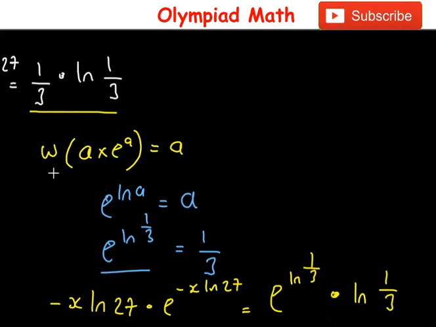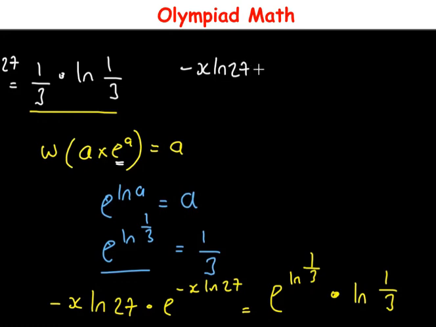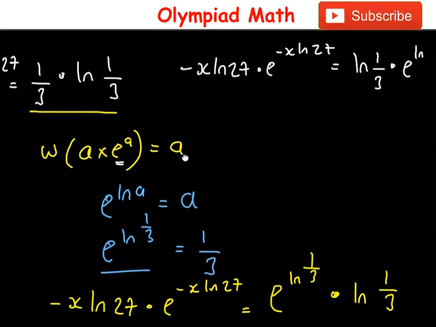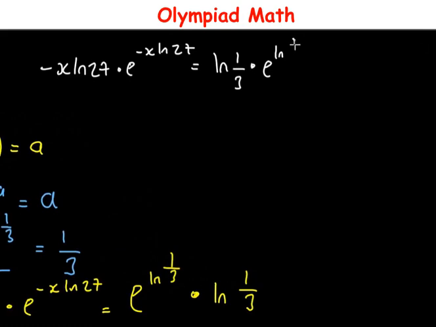Also, looking at the Lambert W function, you will notice that e is in the second place, but right here e is in the first place. So move this e to stay in the second place. This equation then becomes, we have minus x ln 27 times e raised to power minus x ln 27, and this equals ln 1 over 3, then times e raised to power ln, we have 1 over 3 raised to power 1 over 3. So from here, we can then apply the Lambert W function.